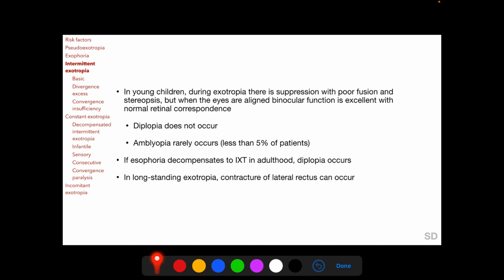Diplopia does not occur in young children with intermittent exotropia during the exotropic periods because of suppression, and amblyopia rarely occurs in intermittent exotropia because of the intervening orthotropic periods. But if an exophoria decompensates into intermittent exotropia in adulthood, diplopia does occur. In long-standing exotropia, contracture of the lateral rectus can occur, leading to incomitance of the exodeviation during the exotropic periods.